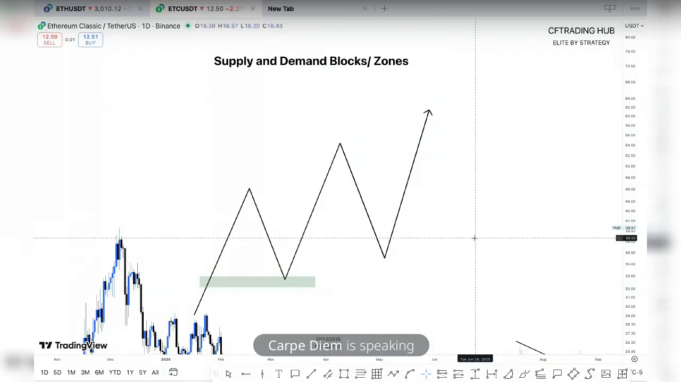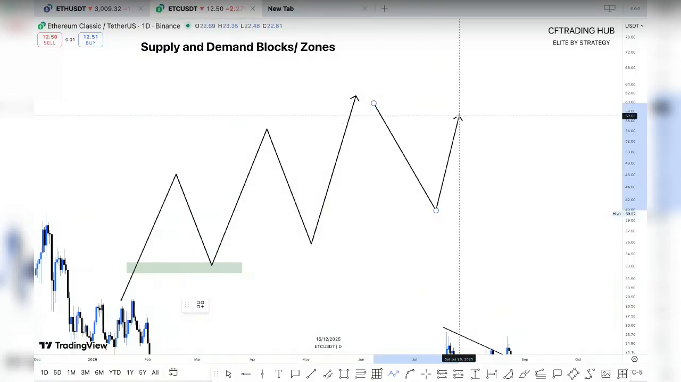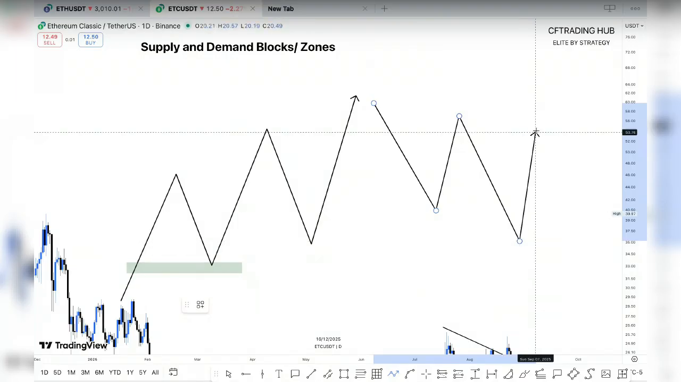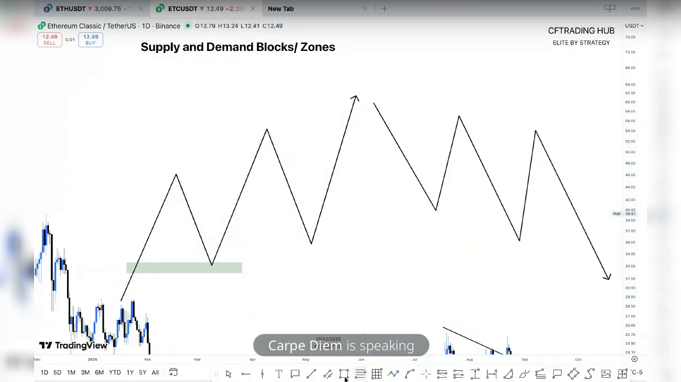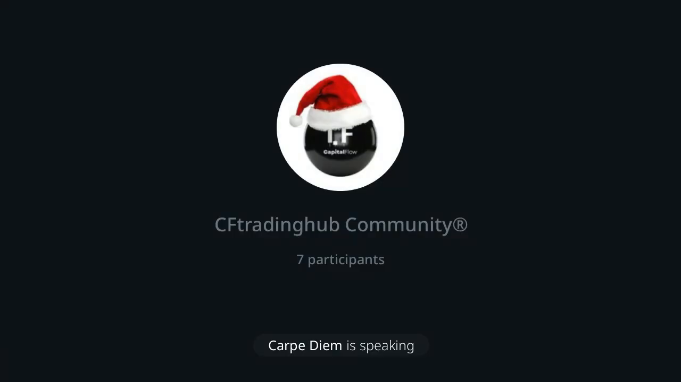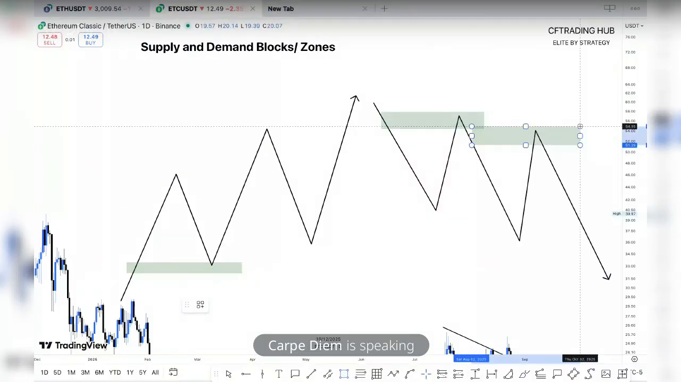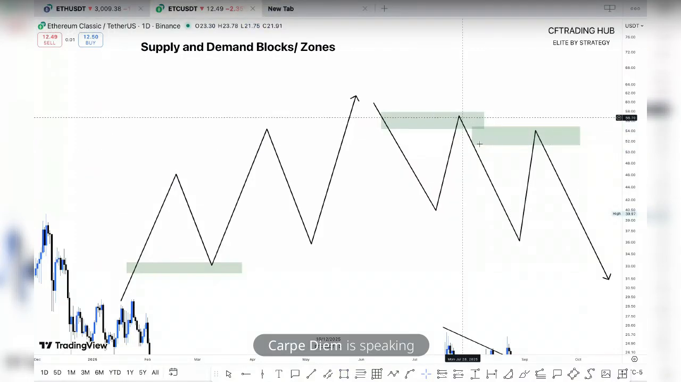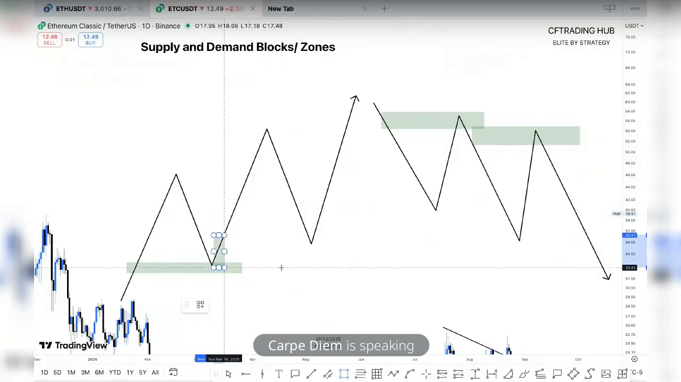And it is just like that for supply too. Whenever I see price in a downtrend, that means price is respecting a series of supply blocks too. So supply blocks do what? They sponsor the market to sell off. And demand blocks do what? They sponsor the price to buy. So that is the difference between the two.